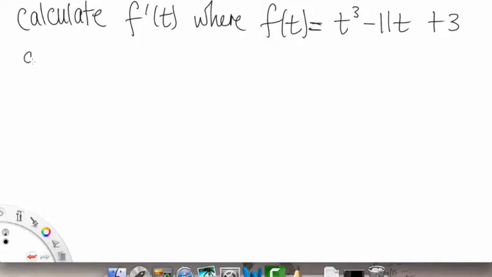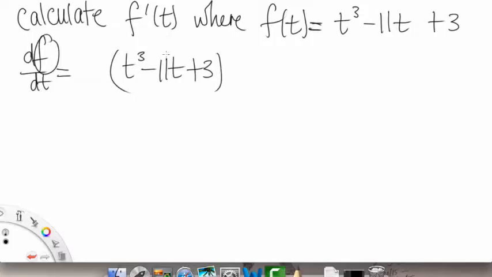Alright, so if we want df dt, what we're going to have to do is write in the formula for f, so t to the third minus 11t plus 3, and then we have a d dt. So we are differentiating, or taking the first derivative once, with respect to t. Okay, so let's break it up using our linearity rules.